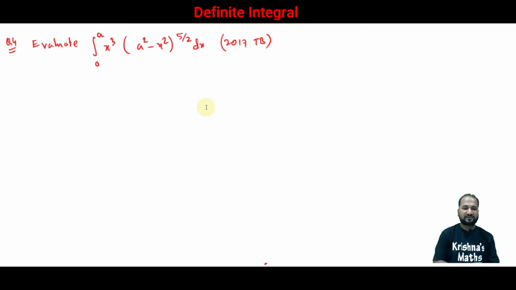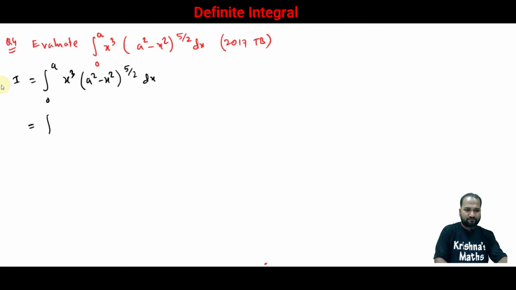Next question is integration 0 to a of x cube into root of a square minus x square raised to 5 by 2 into dx, right. In such a question, what do we write in place of x? We write a minus x. So this is I is equal to integration 0 to a x cube into a square minus x square raised to 5 by 2 into dx.